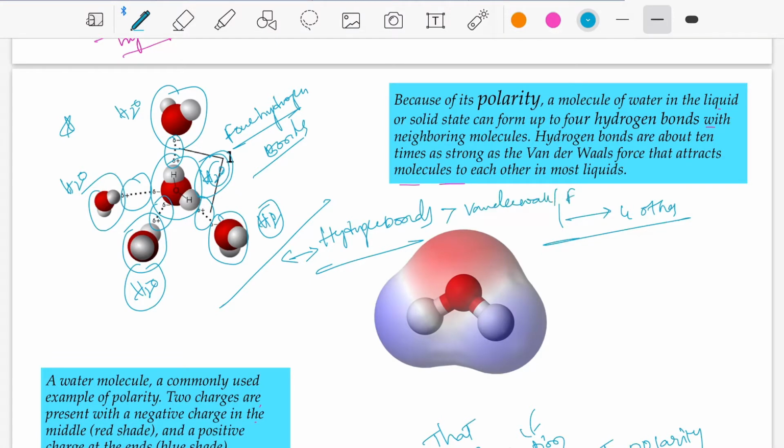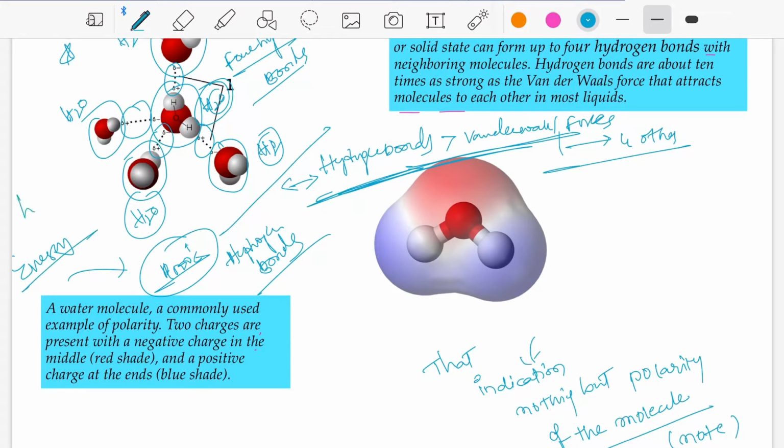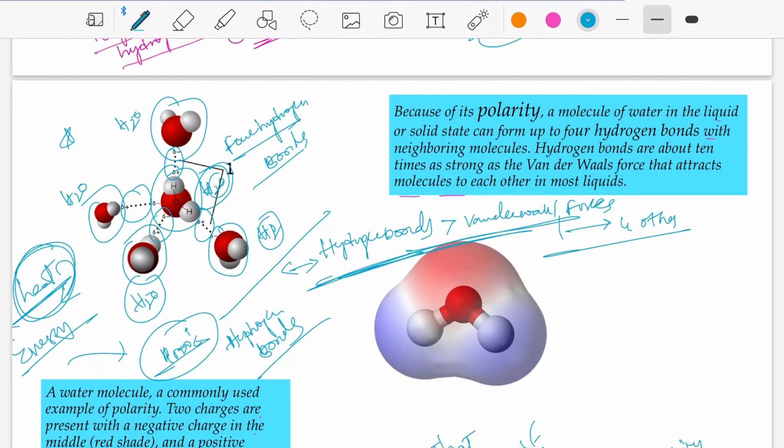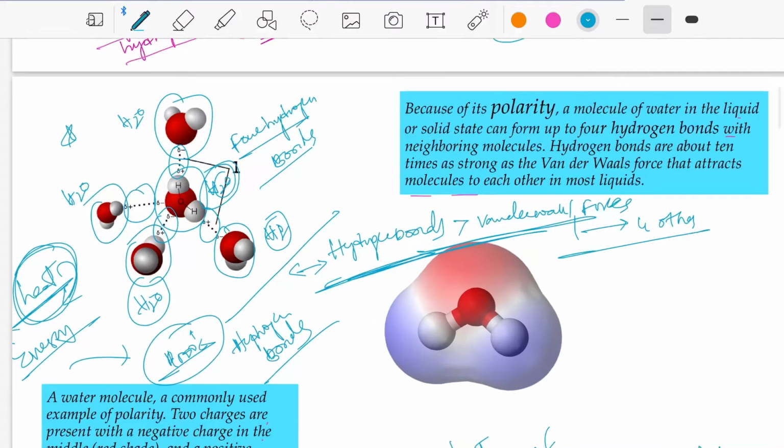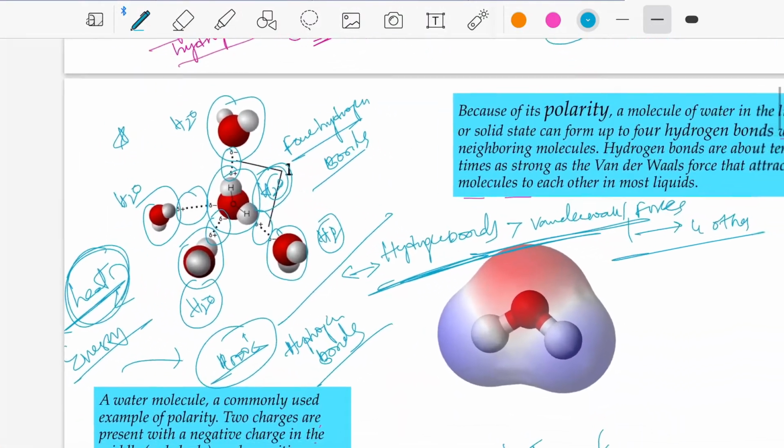The other question is why the boiling point of water is 100 degrees Celsius. It is because of the hydrogen bonds. To break those hydrogen bonds, we require some energy. To break the molecule into atoms, we require some energy. So we are giving that energy in the form of heat to boil water into water vapor. So totally it's due to the polarity that a molecule of water in the liquid or solid state can form up to 4 hydrogen bonds.